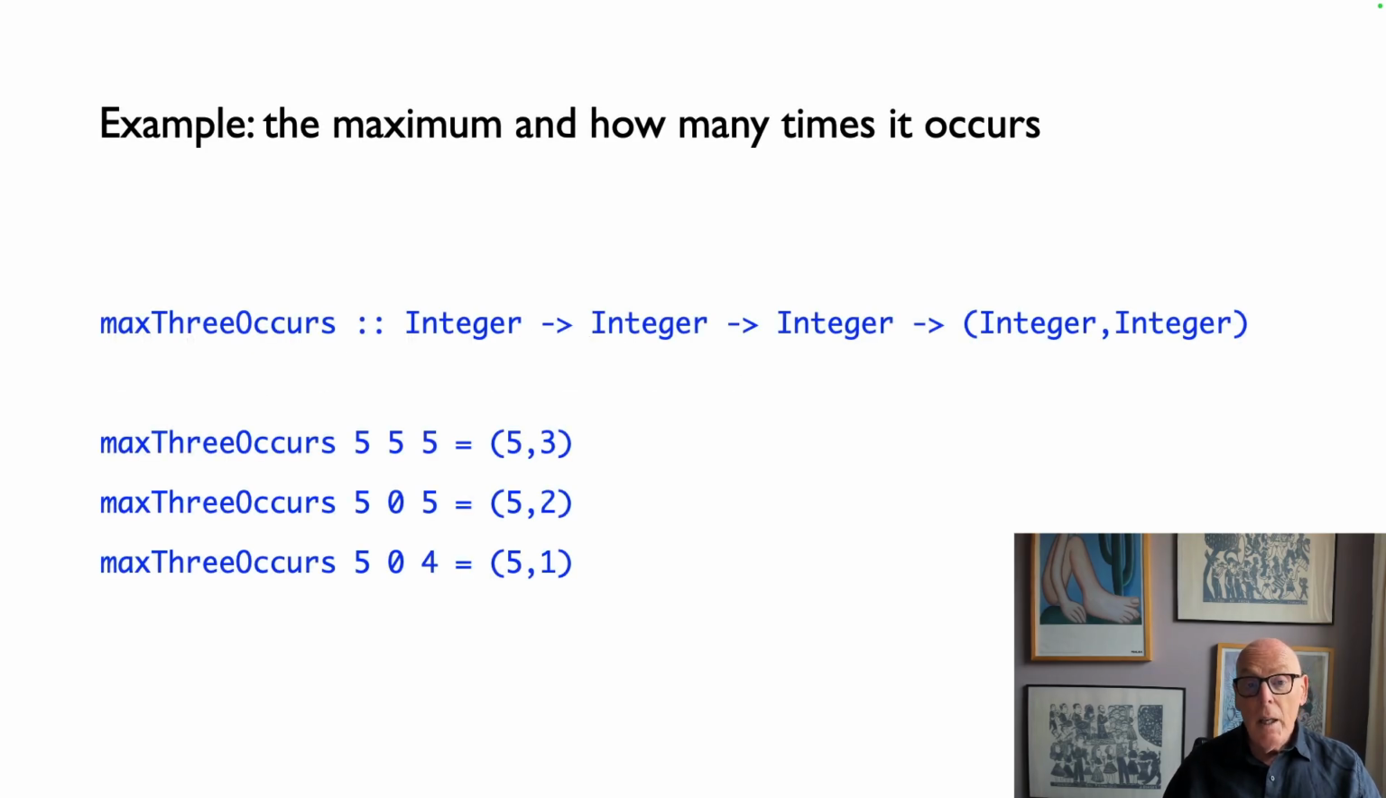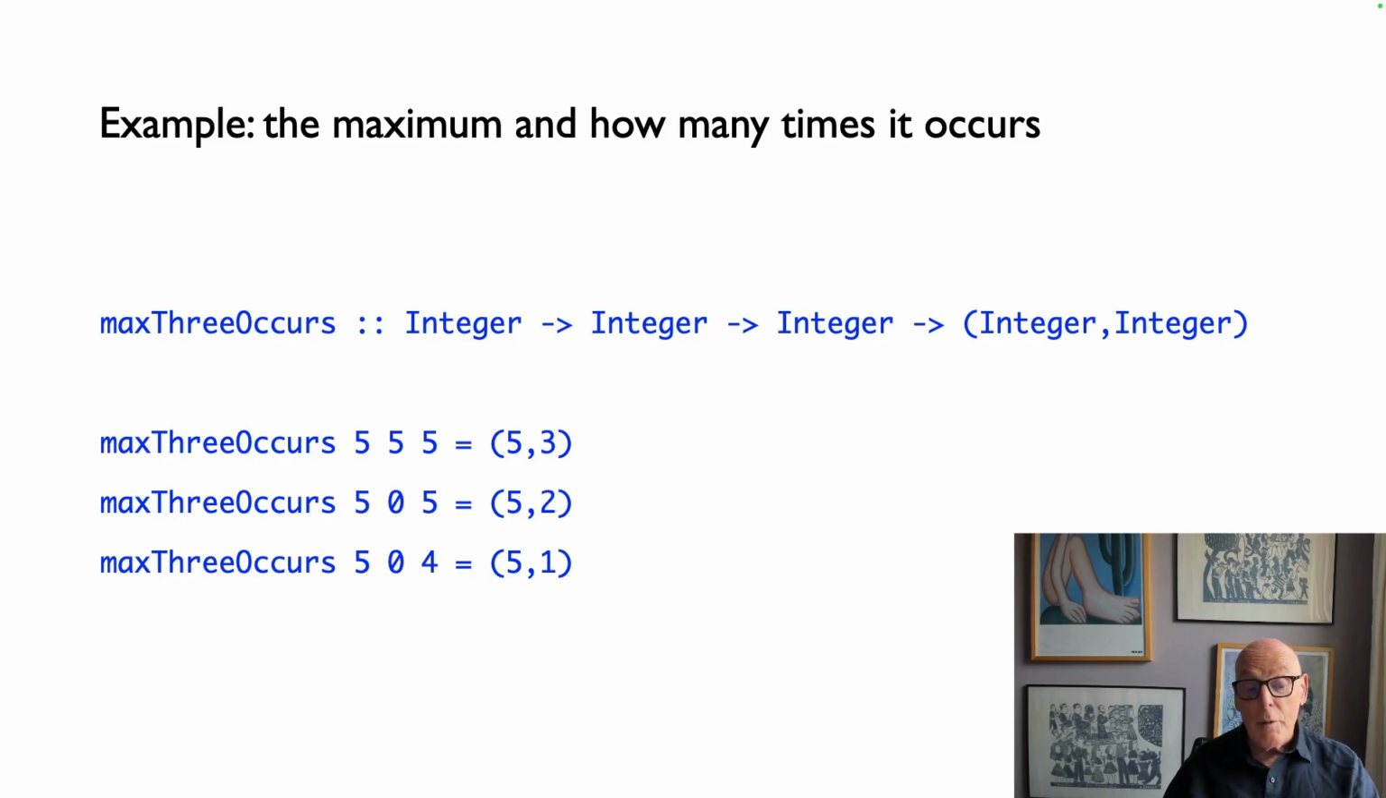Here's the problem. Given three integers, tell me the maximum and how many times that maximum occurs. So if we apply the function to the numbers 5, 5, 5, we get a pair in our answer. I'll talk about pairs and related types a bit later on, but for now we'll use them without explanation. The maximum is 5 and it occurs 3 times.